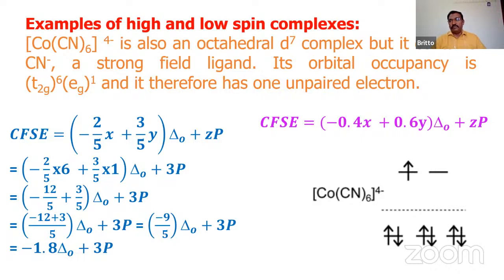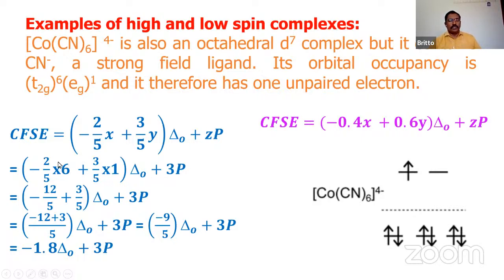First we have to fill the T2G level. We have 3 orbitals, so we are going to put 6 electrons. First 1, 1, 1 and then pair all the 3 orbitals, then the extra 1 goes to the EG orbital. So now calculate how many electrons are present in T2G level. We have 6, and then there is 1 electron present in EG level. So 6 electrons in T2G, 1 in EG, and the number of paired orbitals is 3.